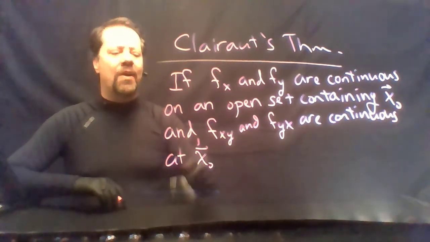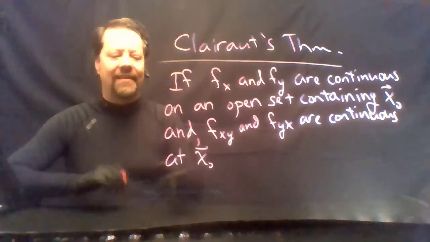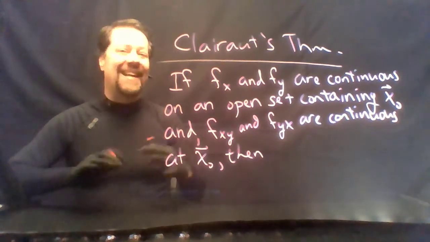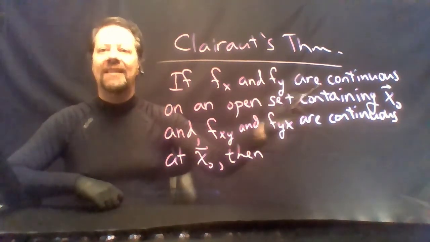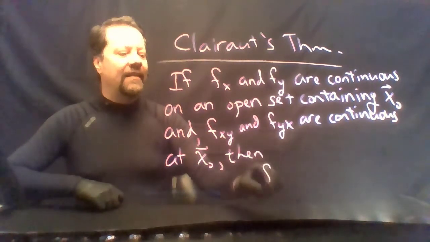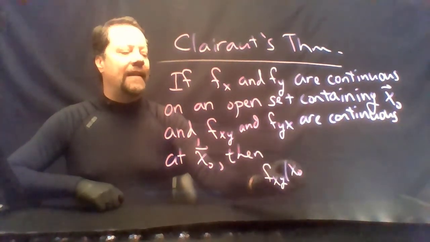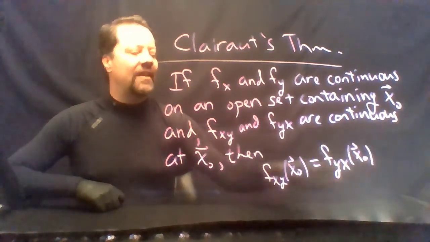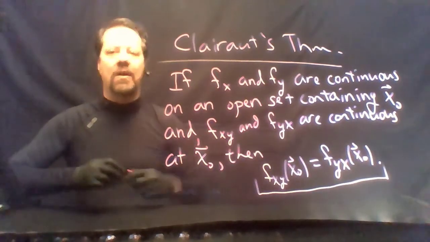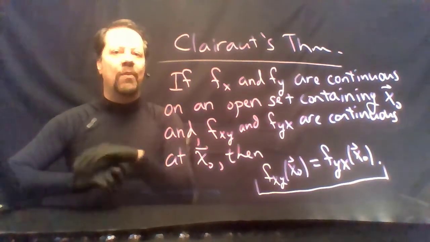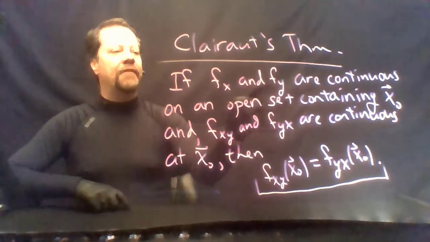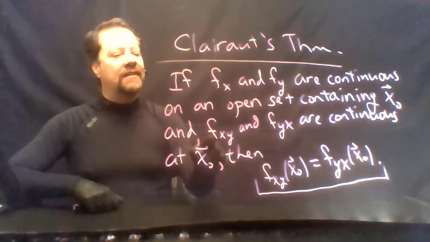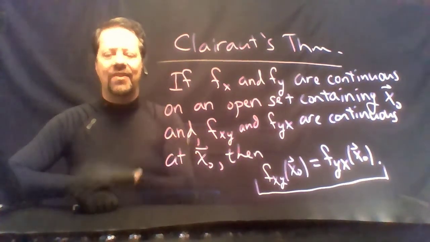So the mixed second order partials don't need to be continuous on an open set, just at that point. The first order partials have to be continuous in an entire open set containing that point, i.e. a neighborhood. Then fxy evaluated at that point x naught will be equal to fyx at that point. So you get equality of mixed second order partials, but the functions have to be well behaved. Well behaved so that the first order partials are continuous on an open set, a neighborhood of the point x naught. And the mixed second order partials exist and are continuous at the point x naught.